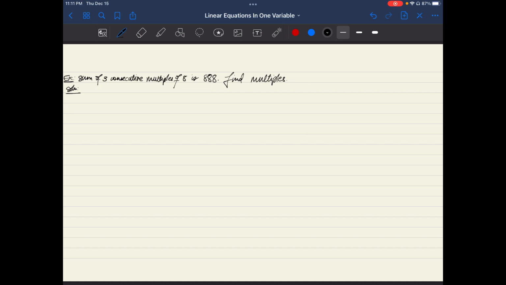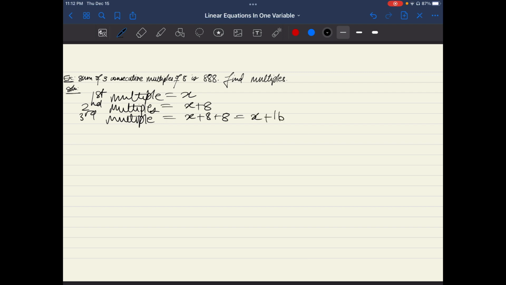Now our next question says, the sum of three consecutive multiples of 8 is 888. Find the multiples. So in this case, let's say that the first multiple is x, which implies the second multiple, since they're multiples of 8, will be x plus 8. And similarly, our third multiple will be x plus 16. And now they say the sum of three consecutive multiples of 8 is 888.